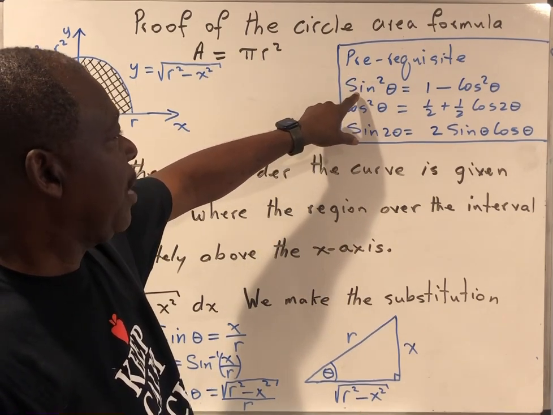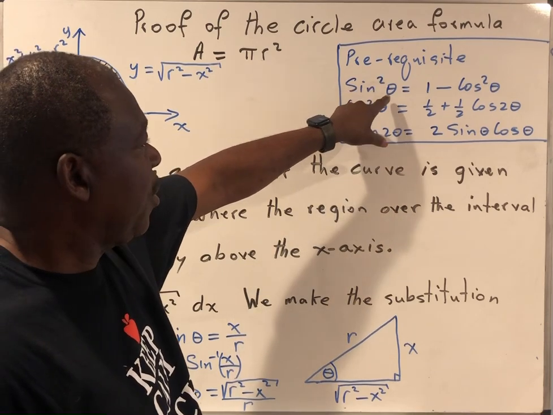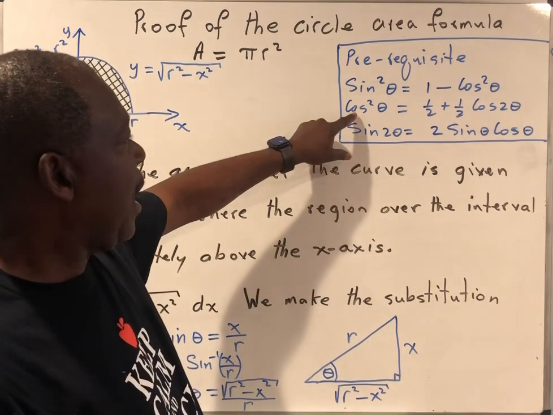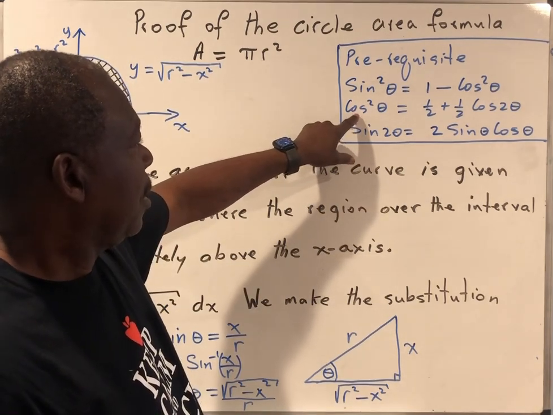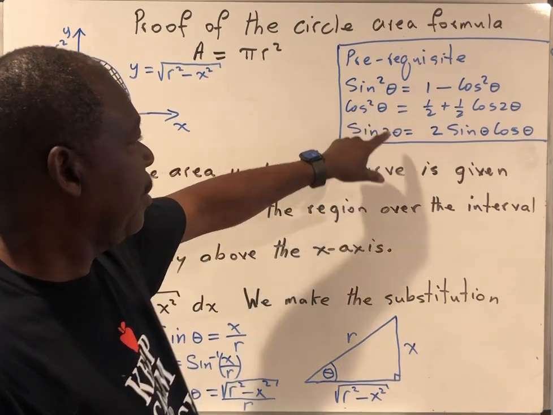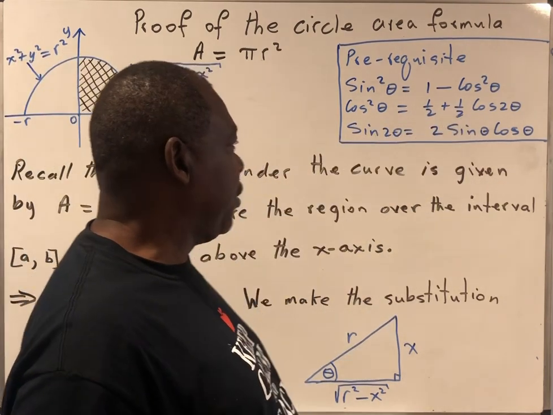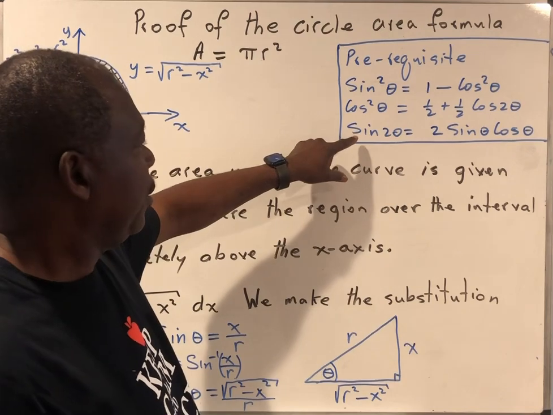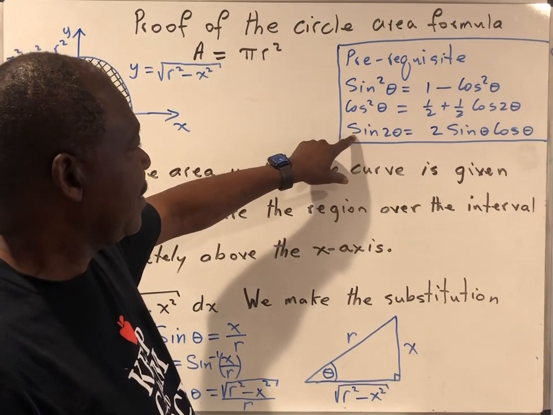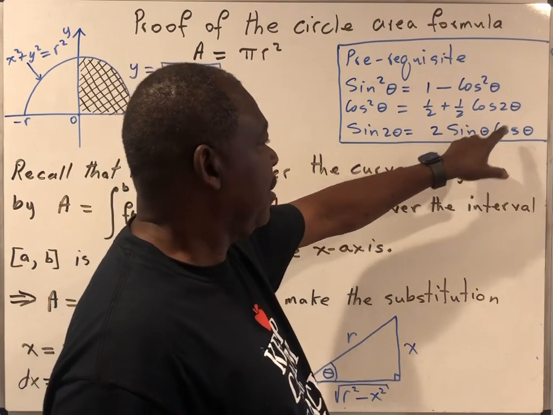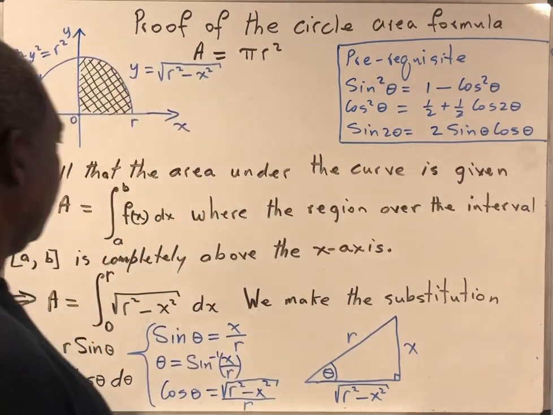The Pythagorean identity, sine squared theta is equal to 1 minus cos squared theta. The half angle formula, cos squared theta is equal to a half plus a half cos 2 theta. And the double angle formula, sine 2 theta is equal to 2 sine theta cos theta.